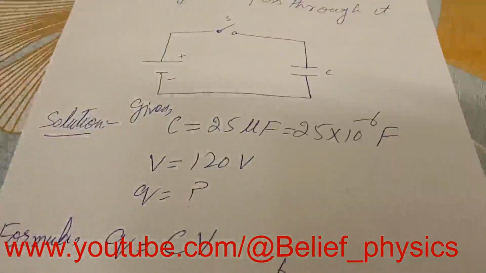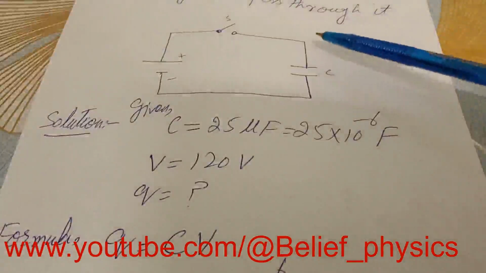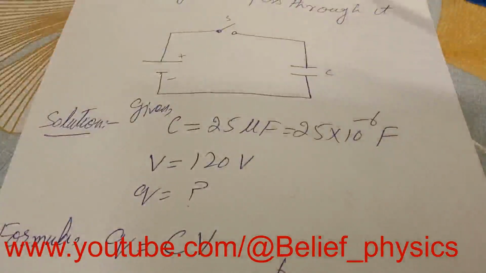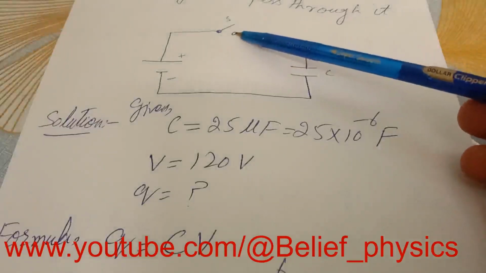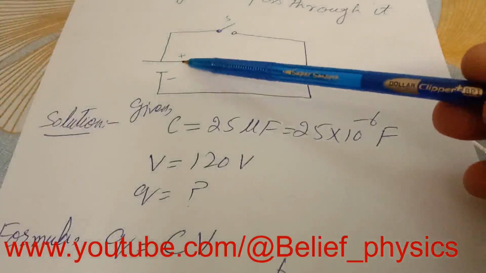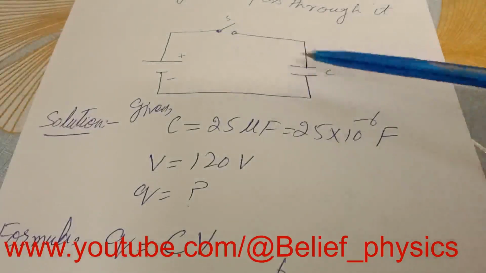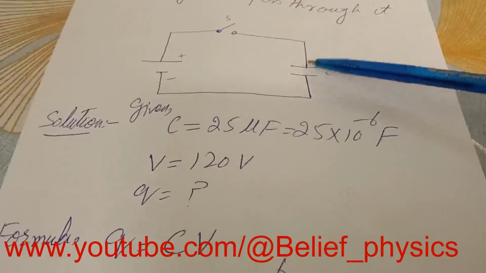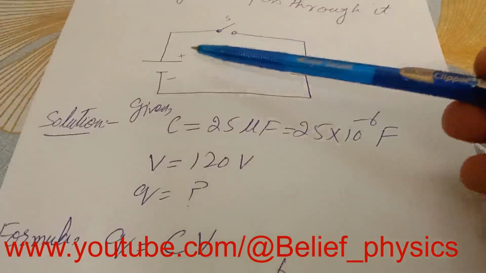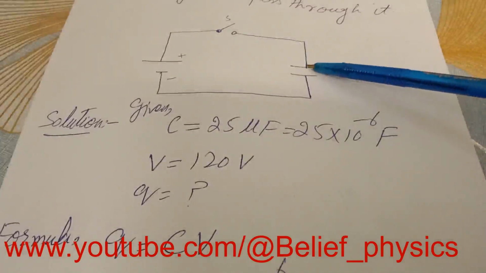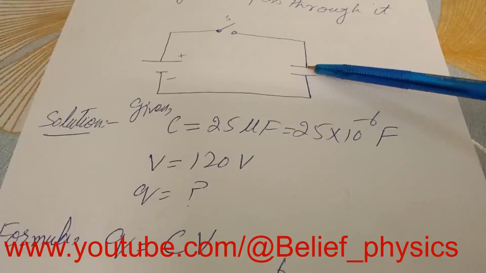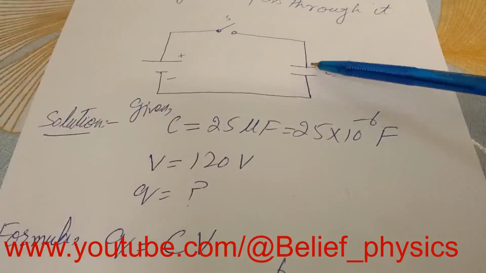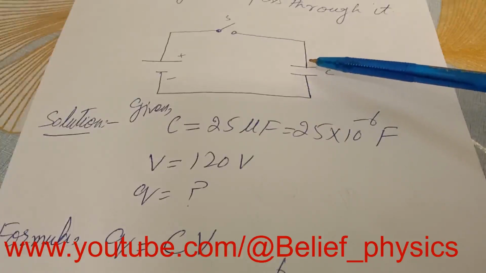So let's solve it. This is the figure which was mentioned in the problem statement, and this is the switch. When this switch is closed, this battery can provide a potential difference of 120 volt between the plates, because this plate is connected to positive and this to negative, so the potential difference of 120 volt is established. So this capacitor will be charged to a maximum amount of Q. We have to find that maximum amount.